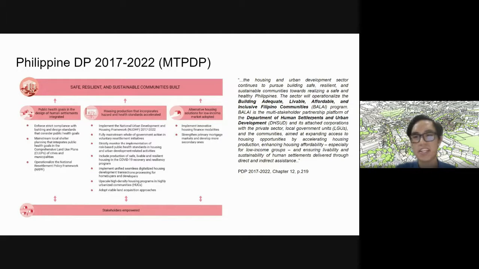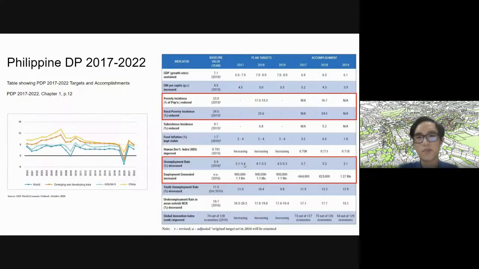At least there's some direction, especially the mention of the Balay program, the Building Adequate, Livable, Affordable, and Inclusive Filipino Communities program. So that makes sense, Balay meaning house. This will be handled by the Department of Human Settlements and Urban Development. I'm sure this would have a website and hopefully it works. But for the most part, most of the websites I've used to gather this data work. So this is from the NEDA website. The only thing that doesn't work is the investment program page. For some reason, it's really not working.